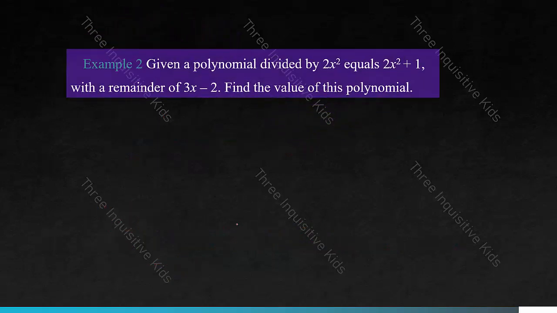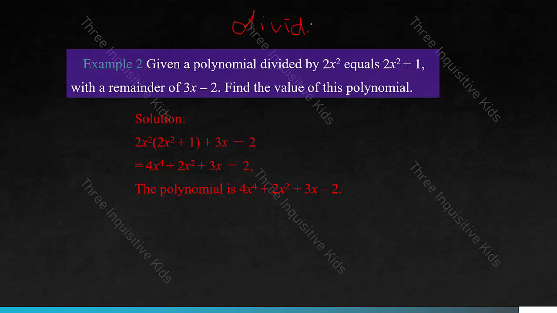Given a polynomial divided by 2x squared equals 2x squared plus 1, with a remainder of 3x minus 2. Find the value of this polynomial. I want you to pause the video and figure this out. A polynomial divided by 2x squared equals 2x squared plus 1. We all know that the dividend is equal to the divisor times the quotient plus the remainder. Sometimes people forget about this.